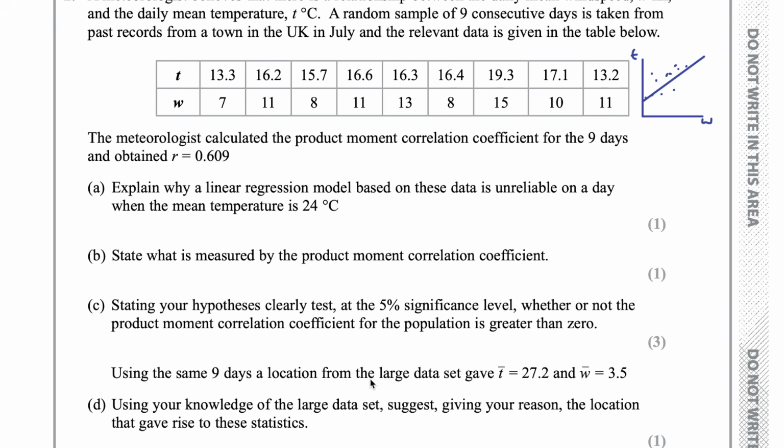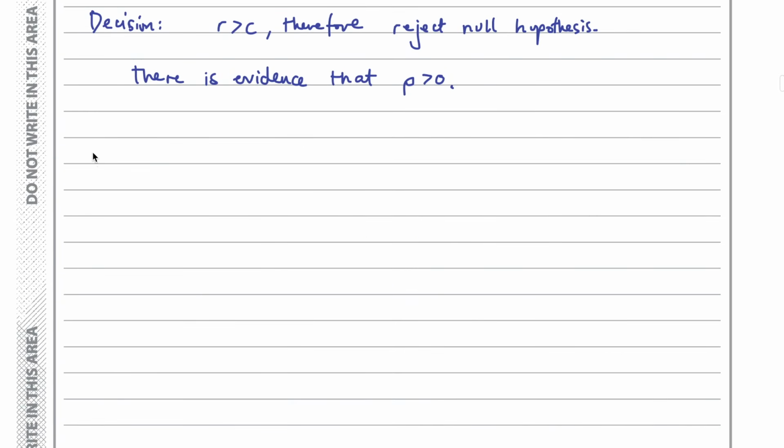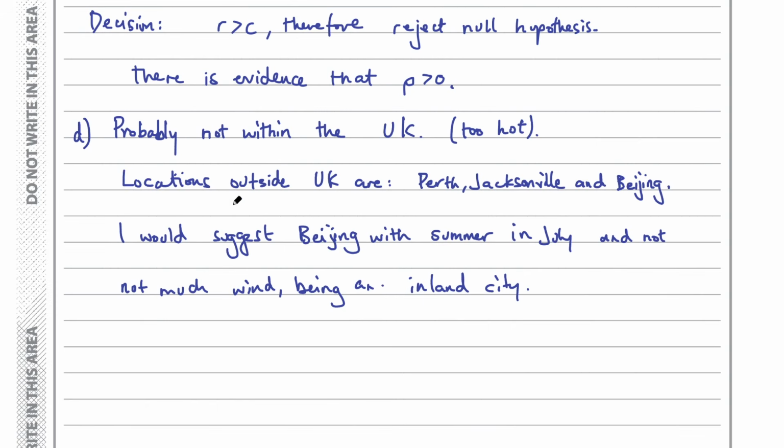So I'm going to go ahead and write that down in a couple of sentences. So for part D, probably not within the UK, too hot. Locations outside the UK are Perth, Jacksonville, and Beijing. I would suggest Beijing, with summer in July and not much wind, being an inland city. Okay, that was part D, and question 2 for a total of 6 marks.